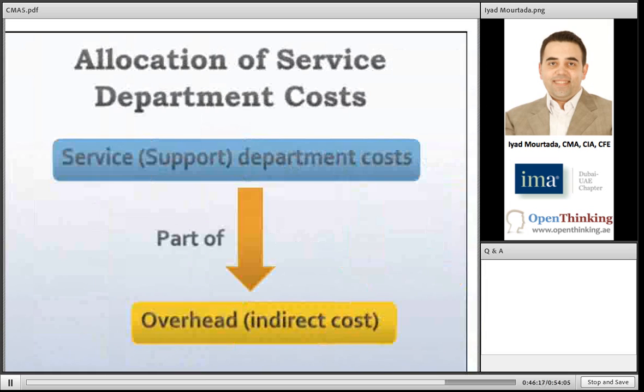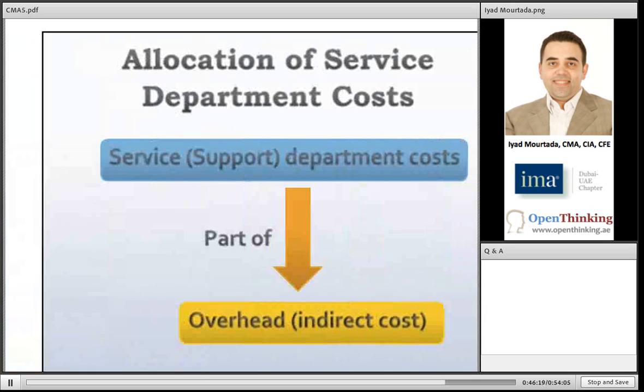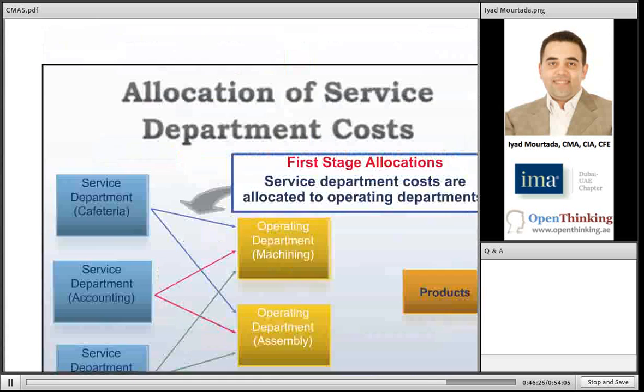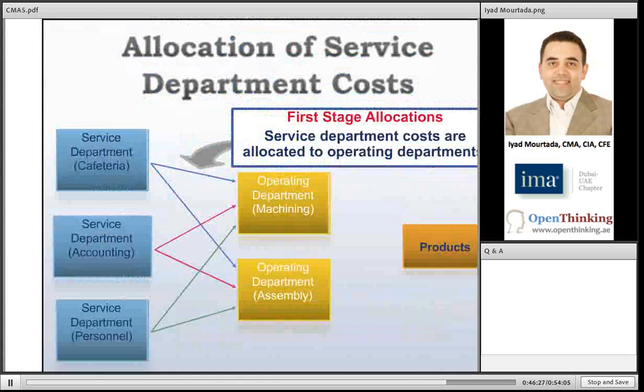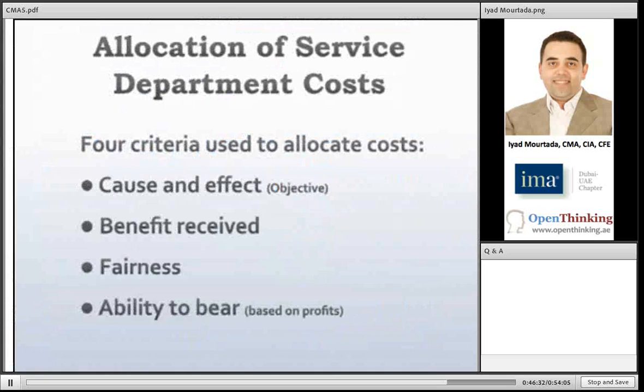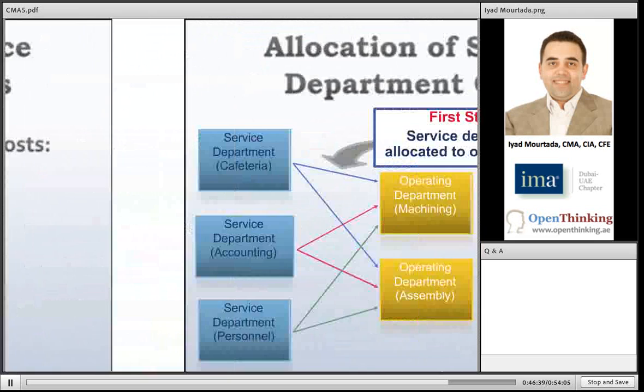So this is important. Now, allocating service departments. We have service departments that do work for other departments, and in that way we consider it overhead. How are we going to do the allocation? There are different methods for it, and I'm just going to quickly go over them. We look at four criteria: cause and effect, benefit received, fairness, and at the same time, the ability to bear. These are all important criteria to look at.